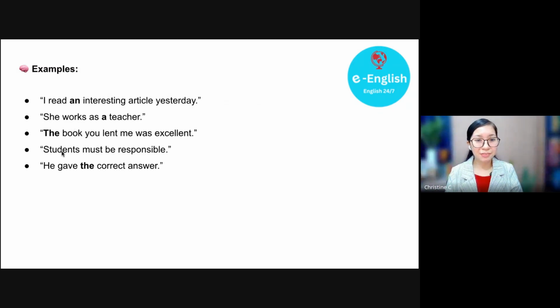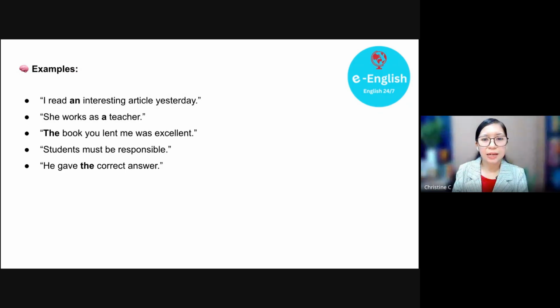I just want to be clear that for the fourth sentence, we don't have an article here. It's a general statement. In general, students must be responsible. I'm not talking about one particular student or that particular student. So all students must be responsible. There is no need for an article here. All right, so let's go over why. I read, this is in the past because we see a time expression here, yesterday. I read an interesting article yesterday.